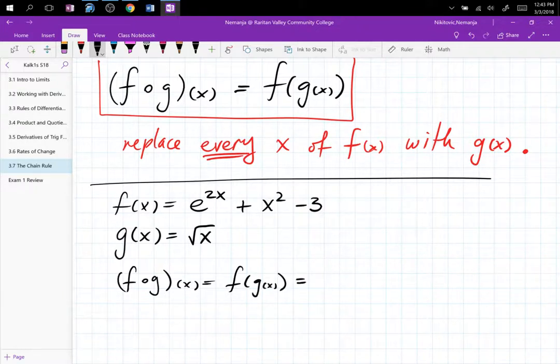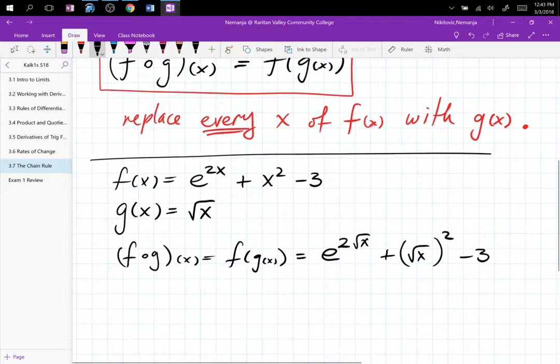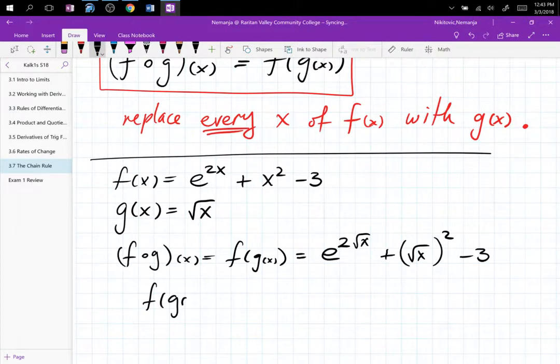Well, we are going to take f of x as a base, and as the red writing says, replace every x of f with g. Okay, so that's going to be e to the 2, and instead of x, I have to put root x now, plus root x squared minus 3. So what is f of g of x now? It is e to the 2 root x plus x minus 3.